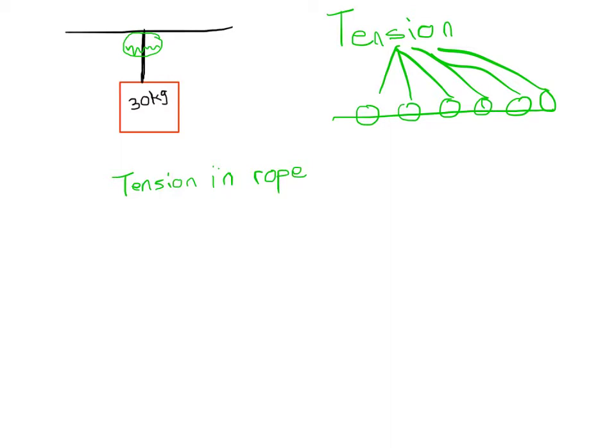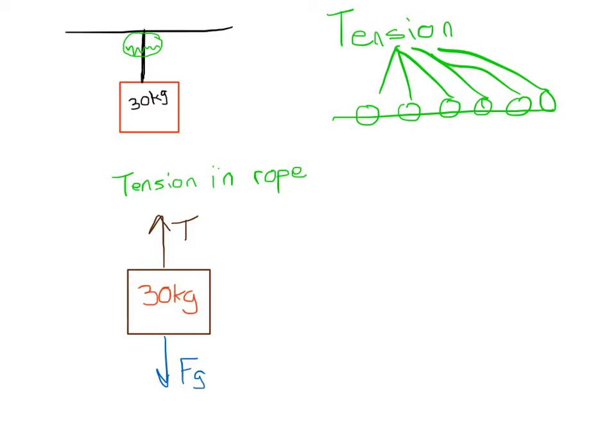So in one piece we have the box, and this box has the following forces acting on it. It has the force of gravity pushing it down, and it has the tension of the rope, which is the main thing keeping it from falling, pushing it up.